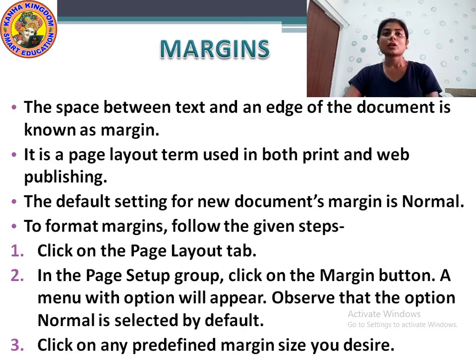Then what are the steps to format the margin in the Word document? First, you have to click on the Page Layout tab. There is an option in the ribbon where you will find the Page Layout tab. After that, in the Page Setup group, click on the Margin button.